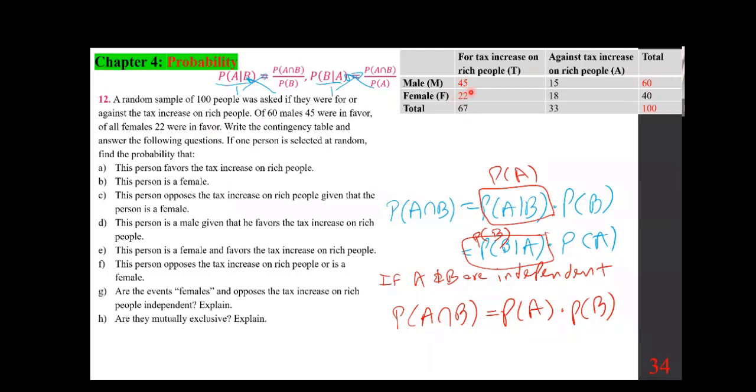So how do you come up with 15? 60 minus 45. How do you come up with 67? 45 plus 22. How do you come up with 33? 100 minus 67. So if you come up with 33, you can come up with 15 plus 8. If you have 100 minus 60, you come up with 40, then you come up with 18 and the rest of it. If you have those four numbers in red, you can come up with the rest of it because of the totals.